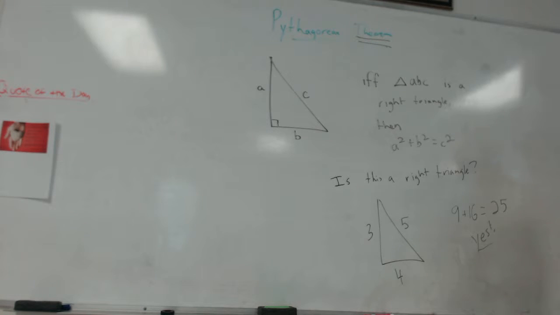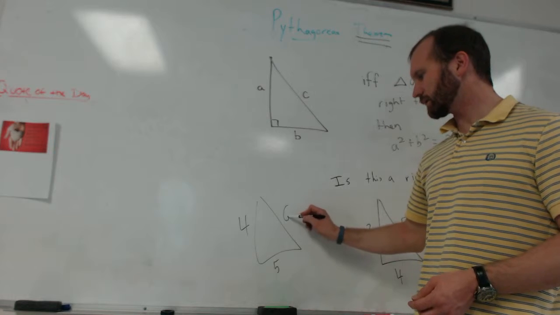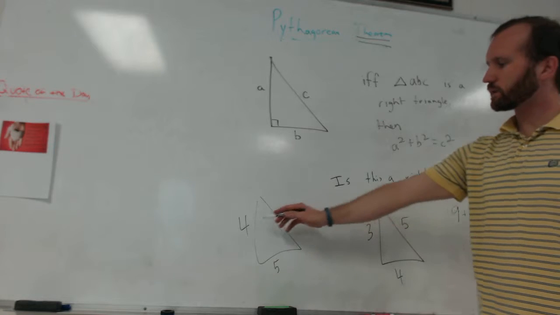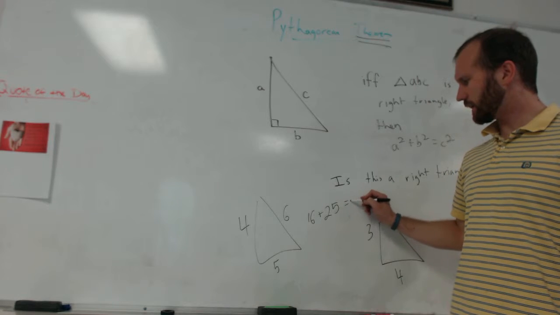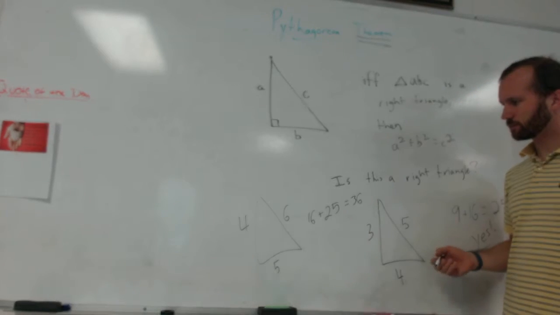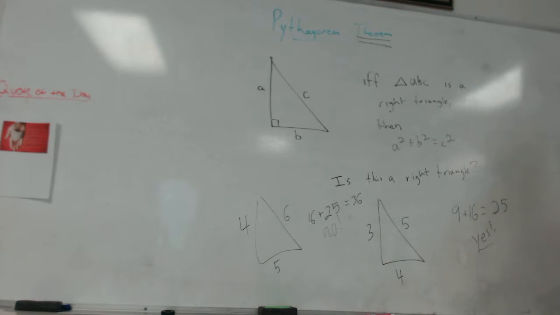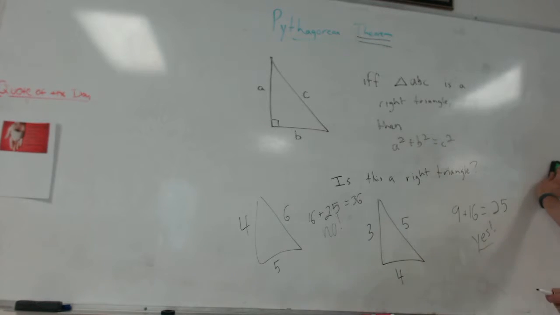Maybe all sets of 3 sequential numbers are right triangles. Is this a right triangle? 4, 5, 6? So we square 4, that's 16, plus we square 5, that's 25, plus 36. Does that equal 36? No. That is not a right triangle. It would be kind of cool if 3 sequential numbers always made a right triangle. I think 3, 4, 5 is one of the only ones. There might be another one, but I don't think there is actually.